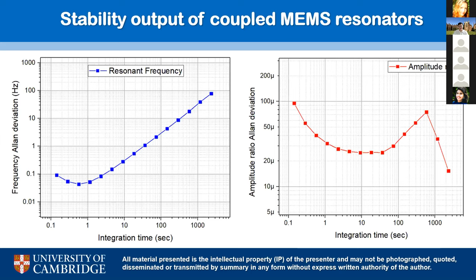So if we combine these two graphs together, it will become clear that the amplitude ratio output signal is more suitable for long-term measurements than the resonant frequency shift output signal.